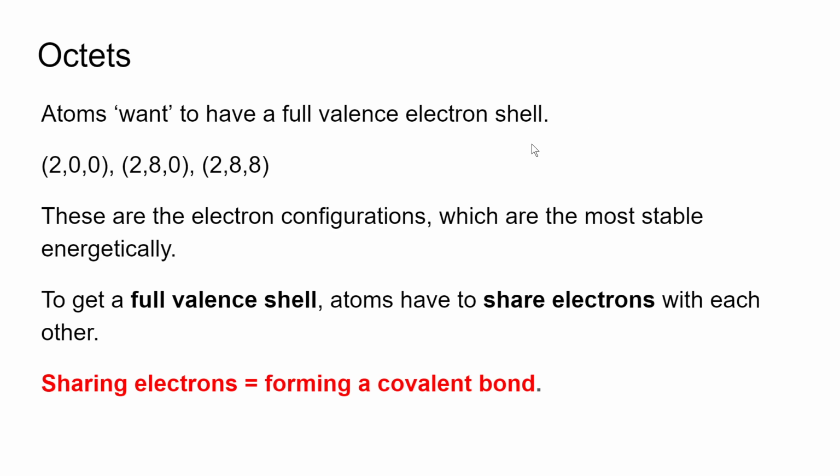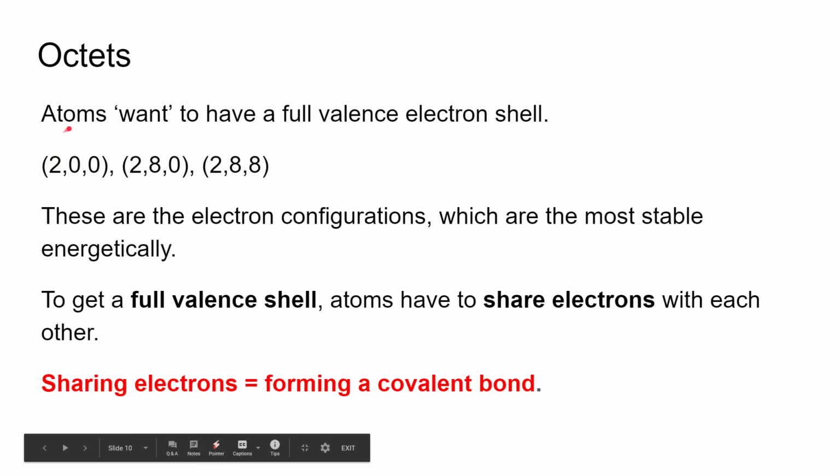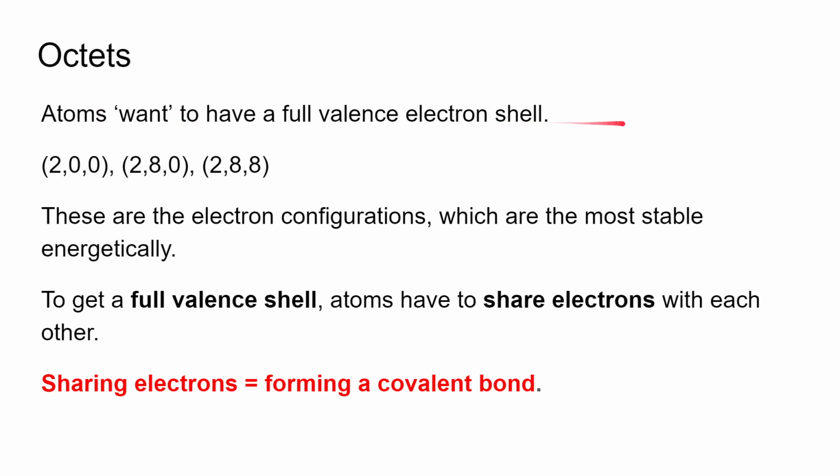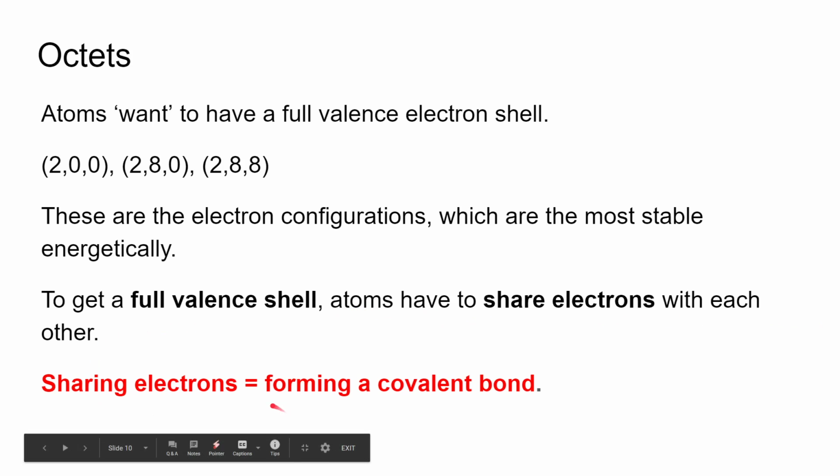Octets. This is your last notes for the video, and this is actually where we're going to stop for today. Please write these down in your books. Atoms want, or they don't want anything because they're little bits of matter, to have a full valence electron shell because it's lower energy. These are electron configurations here, which are the most stable energetically. To get a full valence shell, atoms have to share electrons with each other. Sharing electrons equals forming a covalent bond, which we just represent in chemistry as a straight line.